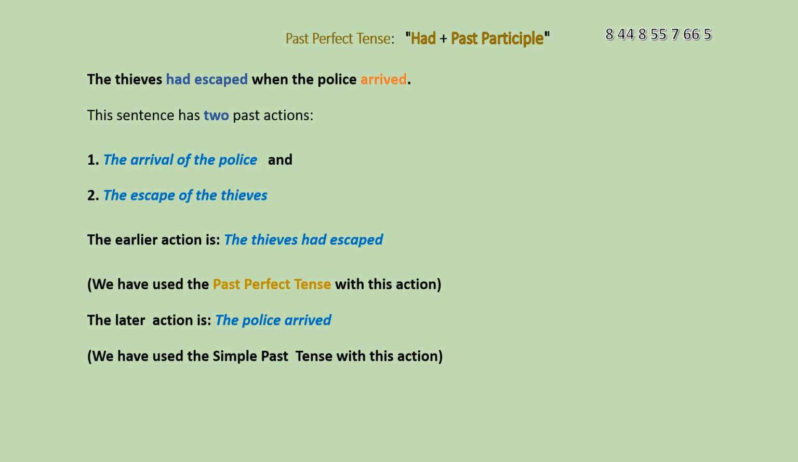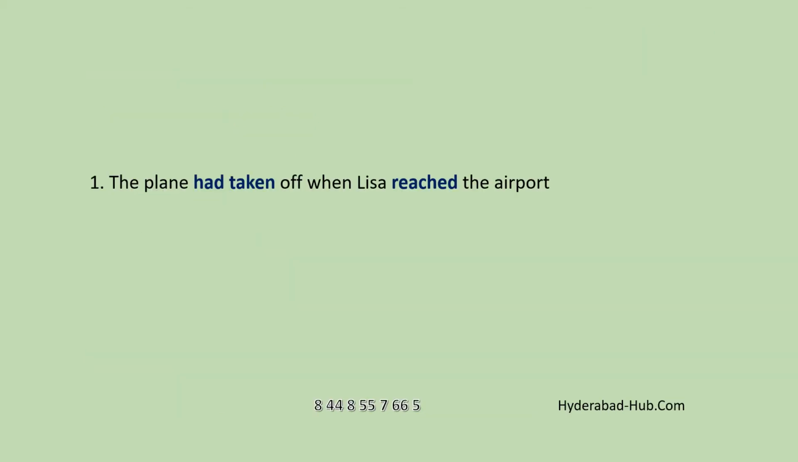The two actions are related to each other. In other words, the police arrived to catch the thieves. Thus, we use the past perfect with the earlier action, which is related to the later action.